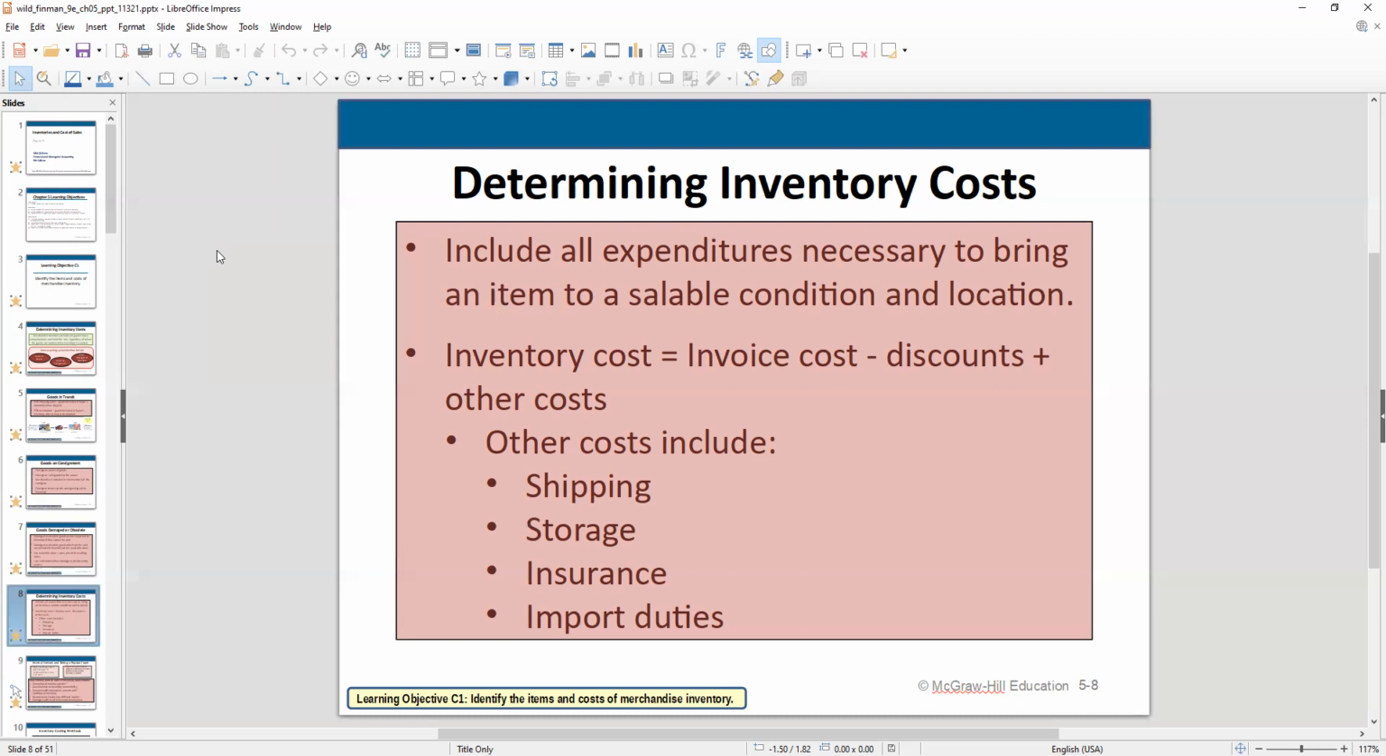And then you have import duties. I have a client who actually imports from Japan, and we have to add the import duties into their merchandise inventory as well.